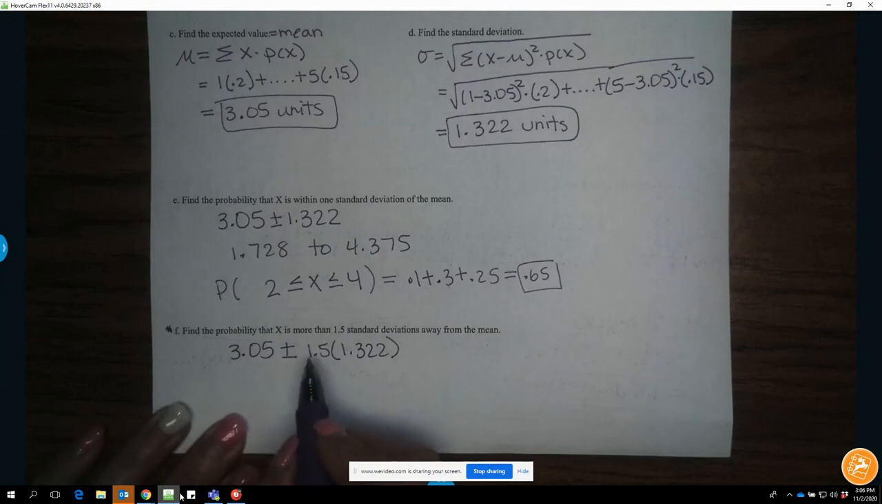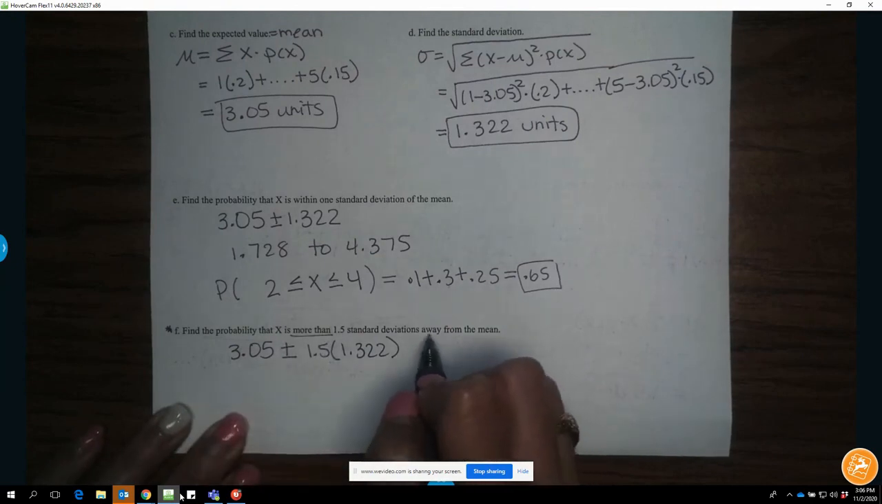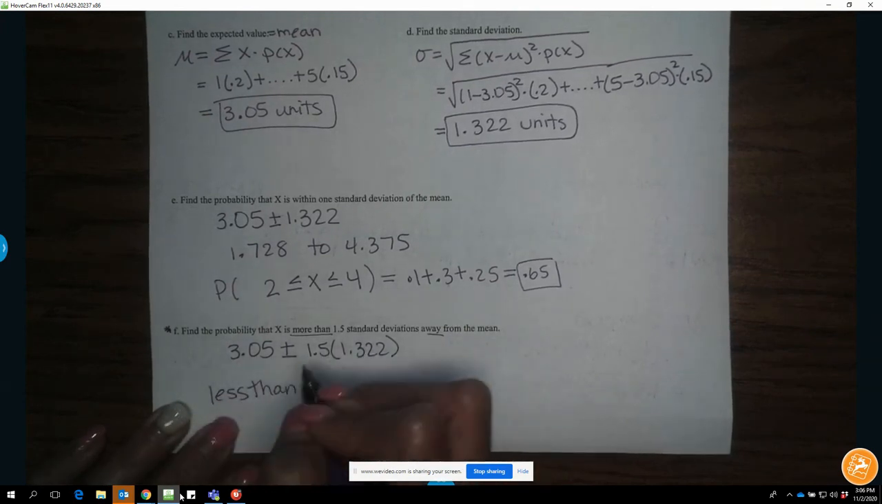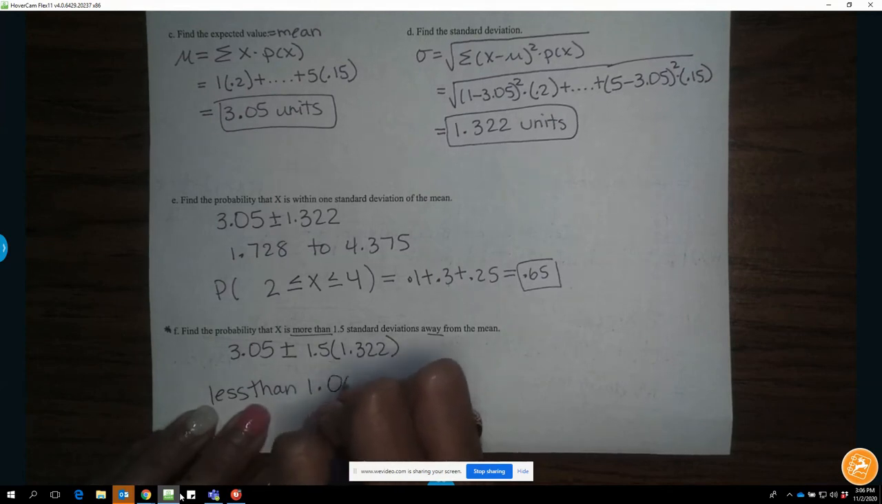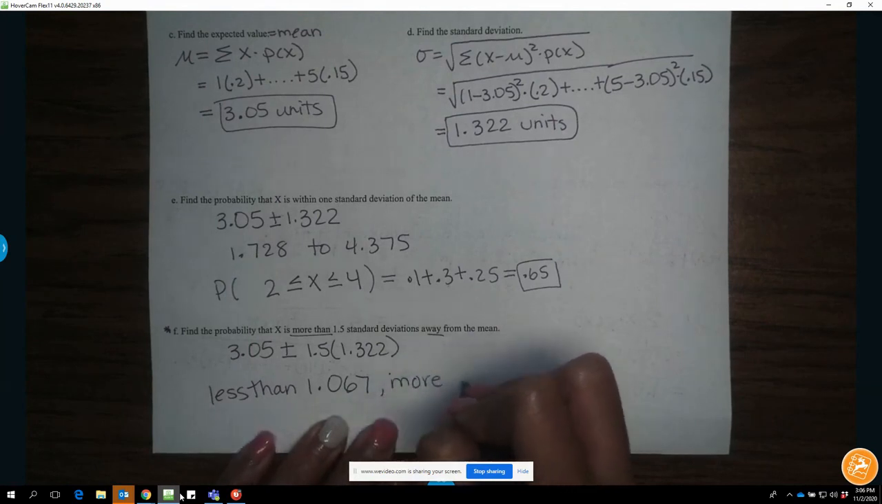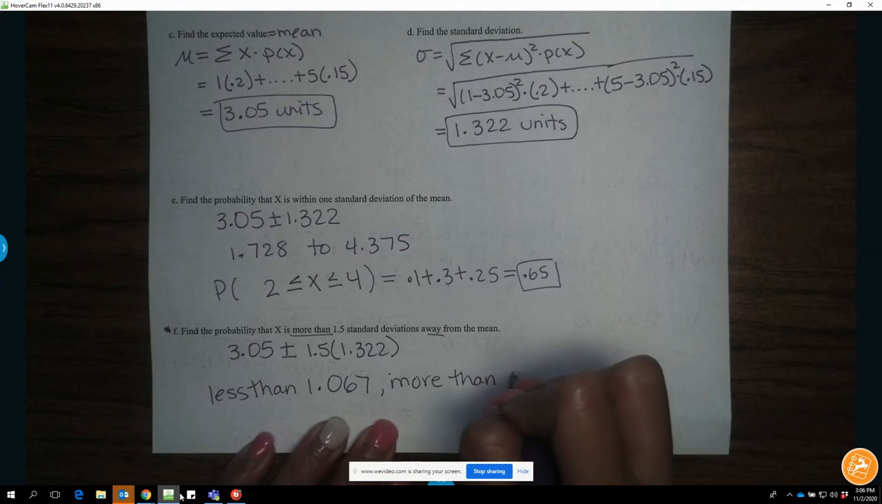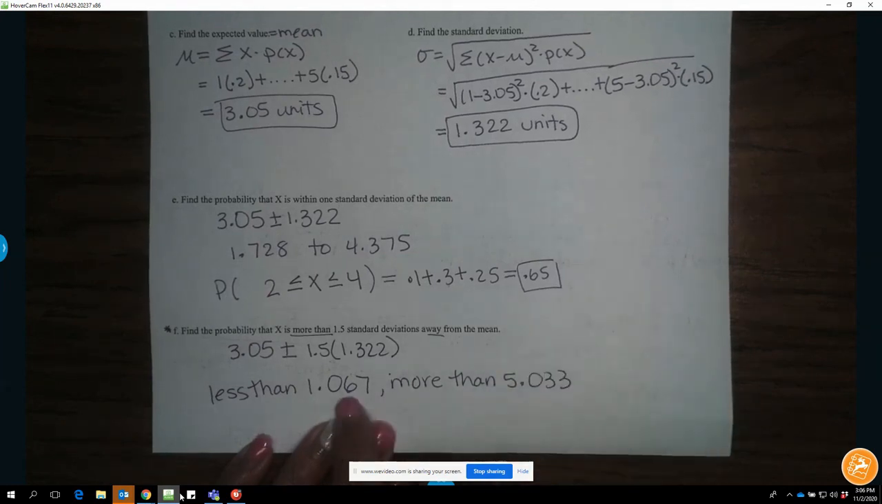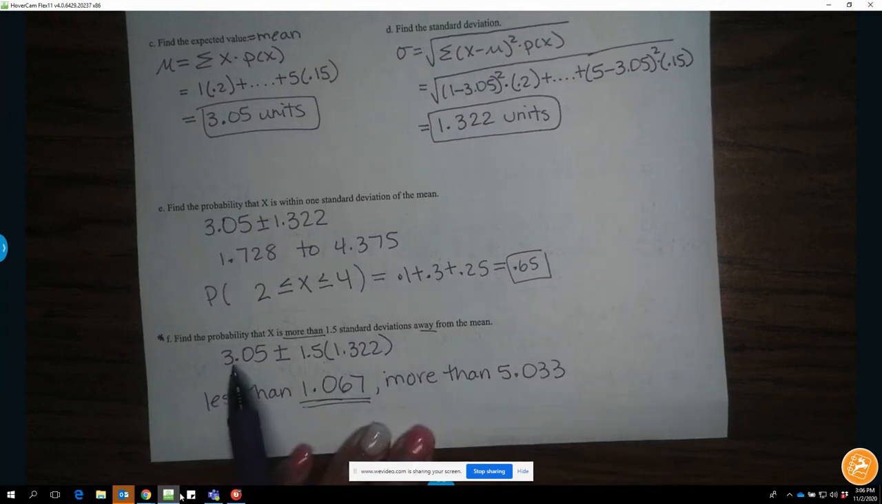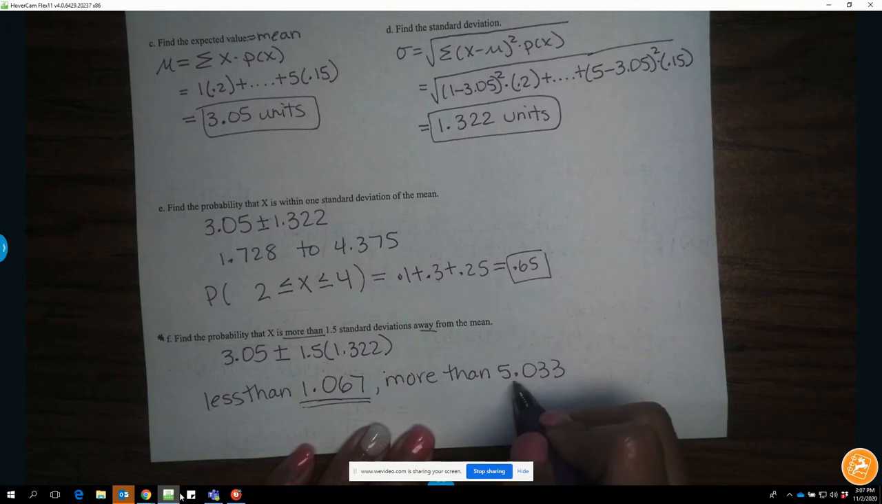This time x needs to be more than that far away from the mean, so it's going to have to be less than 1.067, but more than 5.033. The way I got those numbers: first, I did 3.05 minus 1.5 times 1.322, which gives me the lower boundary of 1.067. And then I did 3.05 plus 1.5 times 1.322 to get this upper boundary.